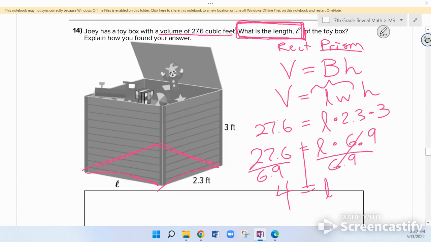All right, is that 4 feet? 4 feet squared, 4 feet cubed? It's a length. It's not an area. It's not a volume. So therefore, it's just 4 feet. 4 feet. All right.